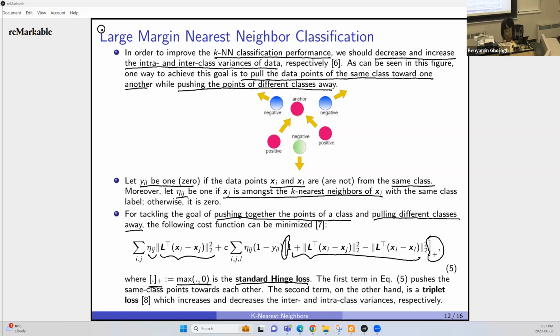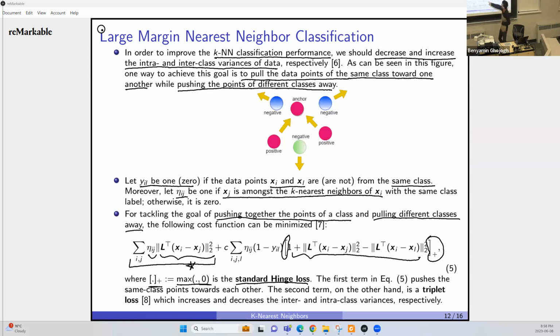The first term in this equation 5 pushes the same class points toward each other. Why? Consider the first term. This is a generalized Mahalanobis distance of xi and xj. I want to minimize that, so I want xi and xj to be close to each other. It is applied only when eta ij is 1. It means that xj is one of the k nearest neighbors of xi. So push the k nearest neighbors toward each other.